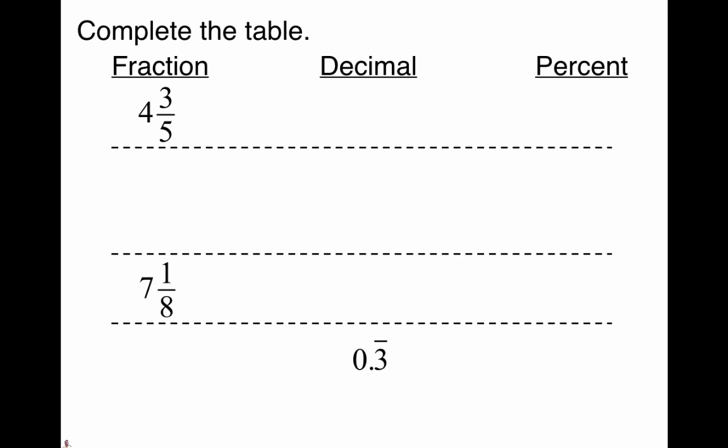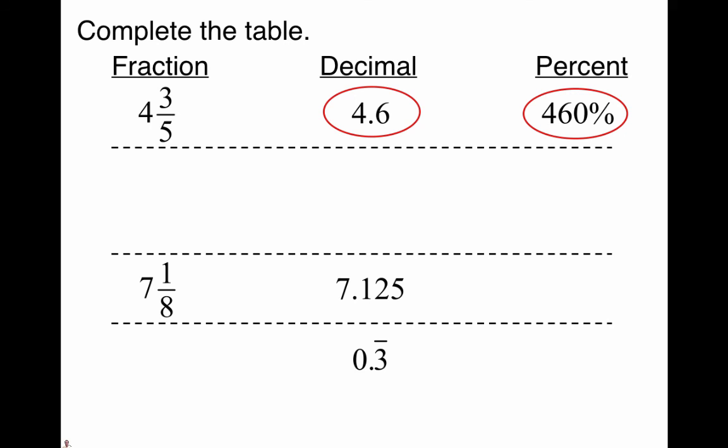Okay, would you complete this table, please? Okay, if you haven't paused the video, pause it, and then I'm going to get going here. So as a decimal, this would be 3 divided by 5 is 0.6. We put the 4 in front. As a percent, always 2 spots to the right. So that would be 460%. I took one of the problems out. That's why there's that blank spot.